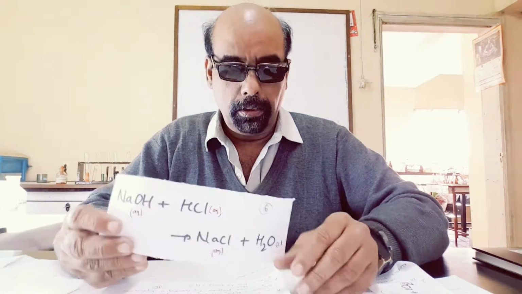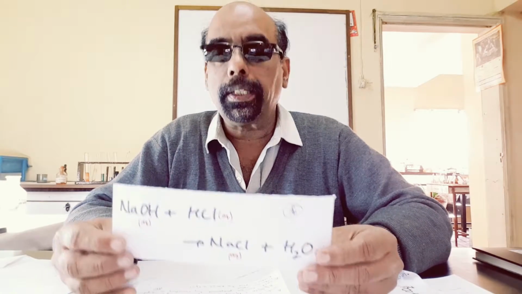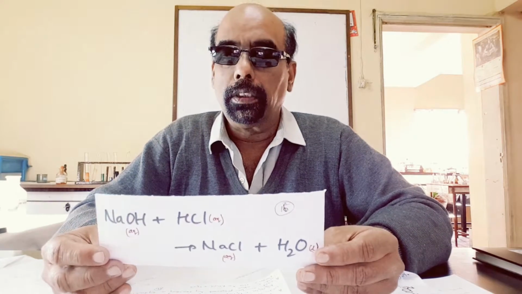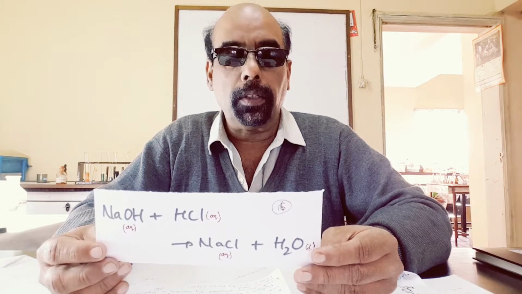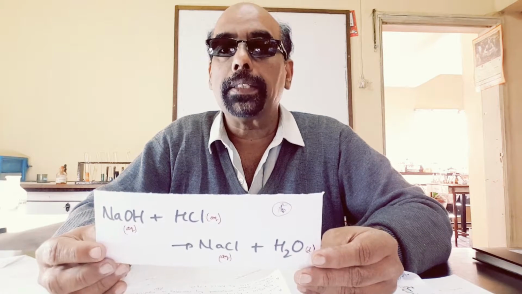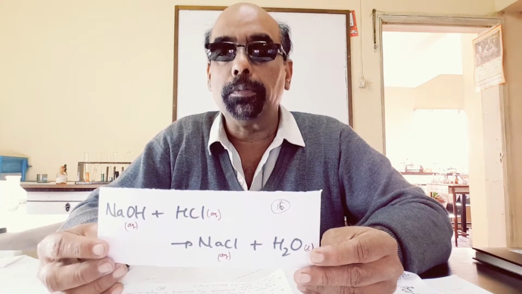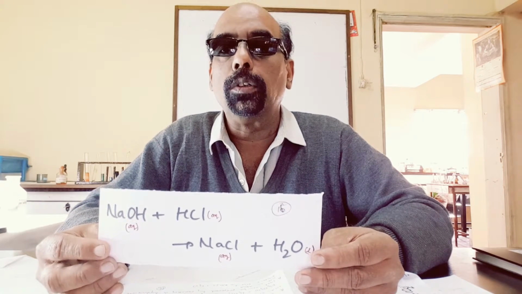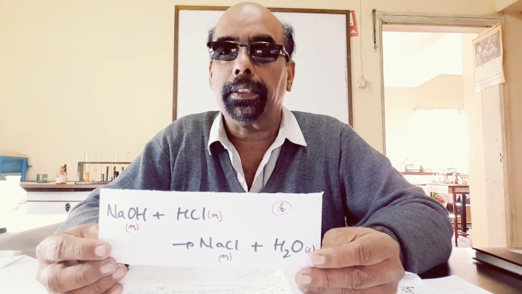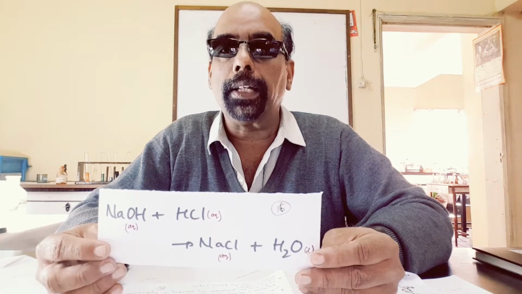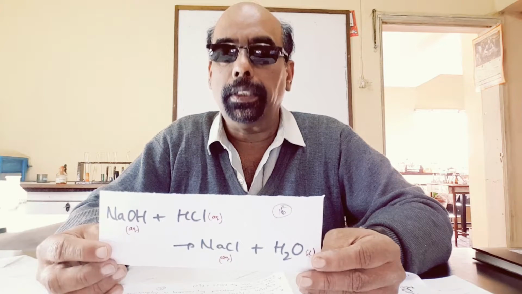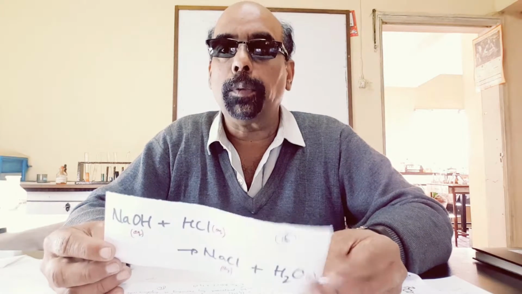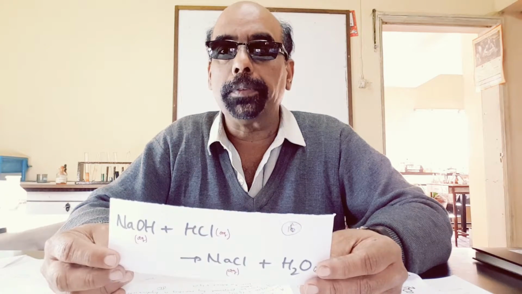To obtain sodium chloride, we can make it by neutralization. We react sodium hydroxide with hydrochloric acid, and we obtain sodium chloride and water. This is neutralization, and the sodium chloride can be obtained either by crystallization or by evaporation to dryness. We can use evaporation to dryness because sodium chloride does not decompose on heating. So we have to be careful when we heat a substance. If it decomposes, we have to avoid heating.